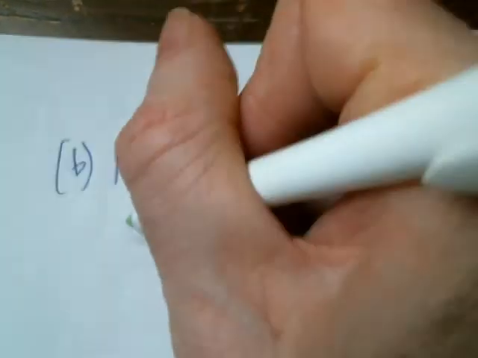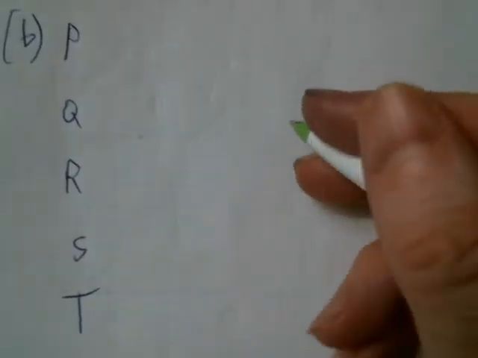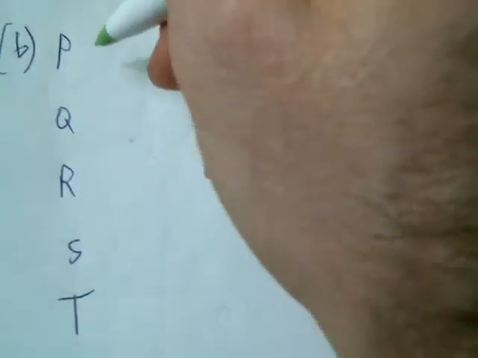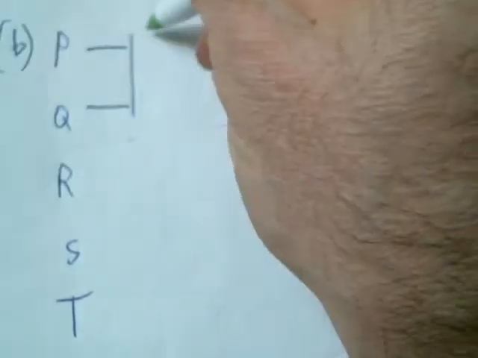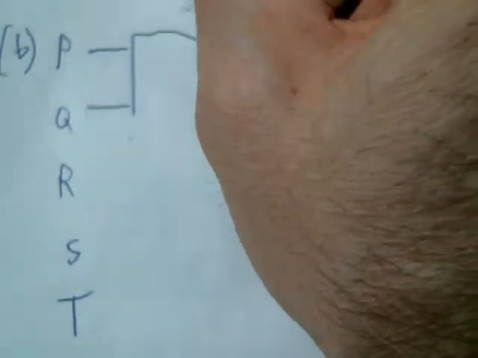So part B. This time we have P, Q, R, S, T. As usual, I apologize for running off the page. I need a better webcam one of these days. Hopefully I won't have to teach online. Well, teaching online is all right, I guess.